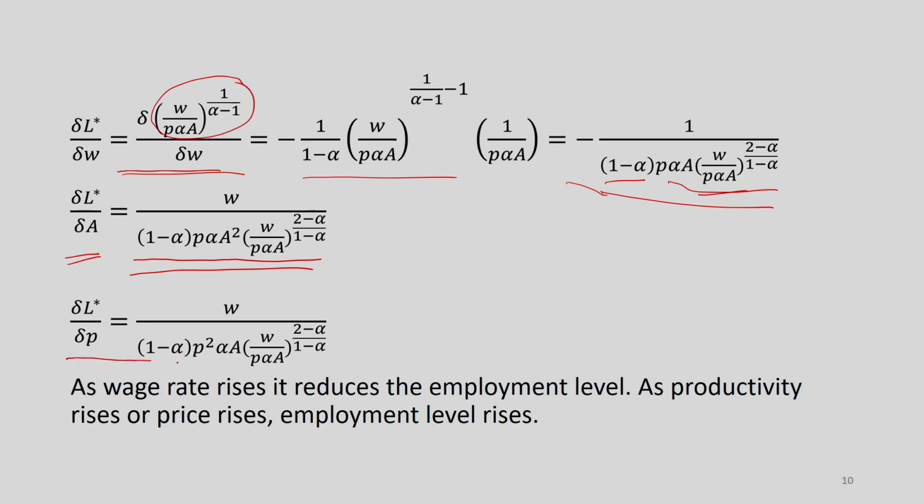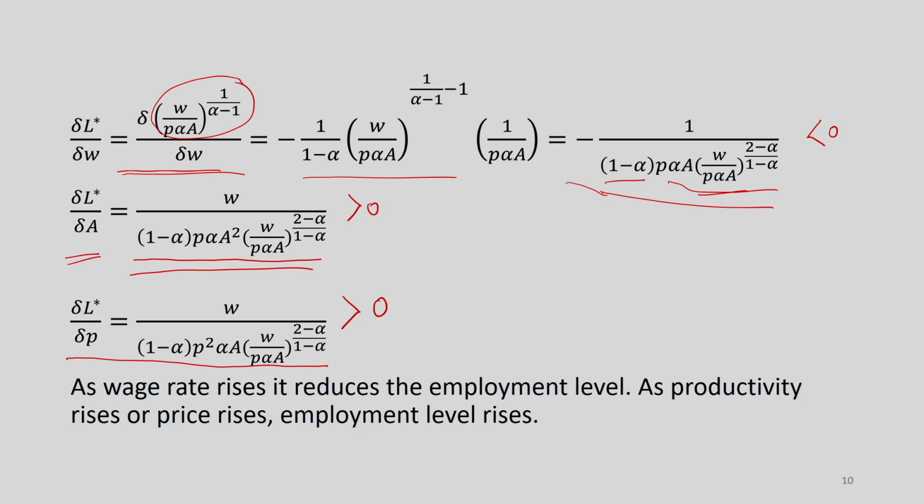Similarly, del L star del P is found to be W divided by 1 minus alpha, P square alpha A, W divided by P alpha A to the power 2 minus alpha divided by 1 minus alpha, and this is also positive. So, this is negative, this is positive, this is positive.